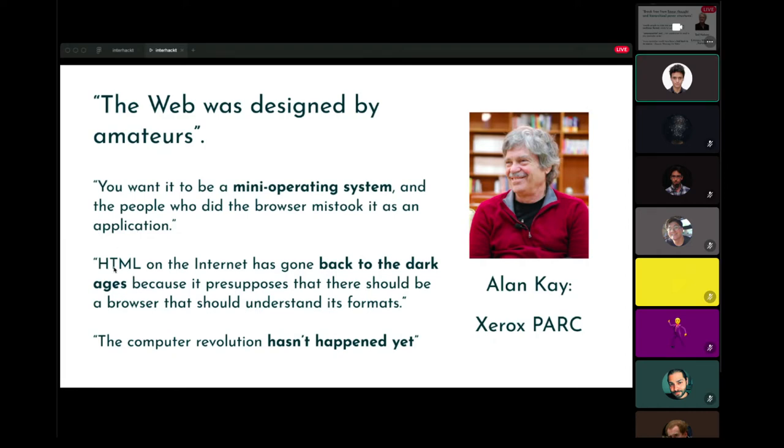He also complained about HTML. And finally, he gives us hope. Even though this talk was given in 1997, I think it's still relevant and probably true that the computer revolution hasn't happened yet because of the things that we will check up next.